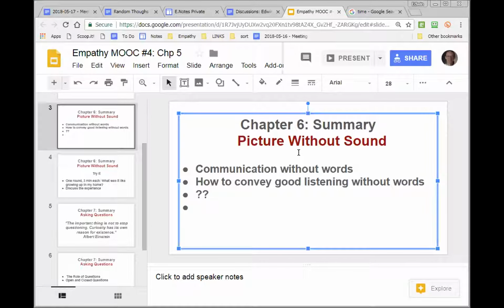And what do you think the summary would be, if you just had a sentence summary? I thought it was communication without words, how to convey good listening without words. Just observing. What? Just observing? So just observing. Is there anything else? What was the essence of the summary, would you say? Paying attention to body language, or reading the body language, or interpreting the body language.